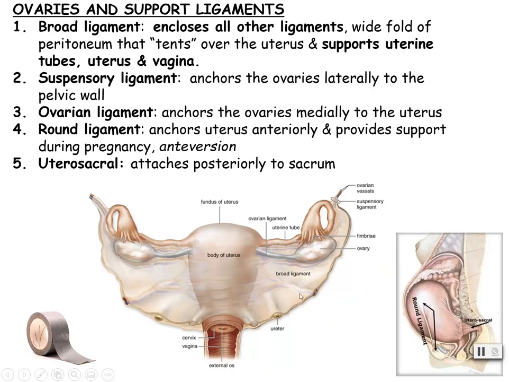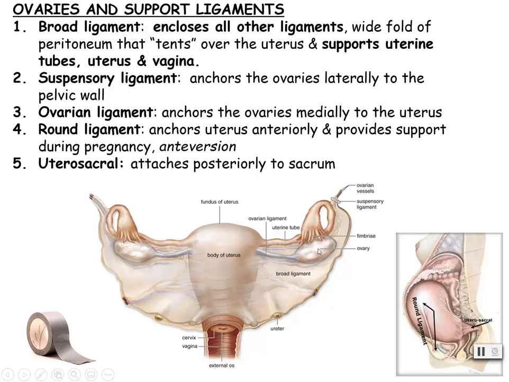And so when you look at this, you see these, looks like a little angel's wing. Yeah, they're not. That's the broad ligament. And so think about if you had to build the female reproductive system, like for a science fair project, you'd want to make sure that none of your organs were going to move around. And so the broad ligament is basically a tenting of the peritoneum, and it's going to enclose all the other ligaments and organs. And so it's going to support the uterine tubes, the uterus, and the vagina. So think of that like the duct tape.